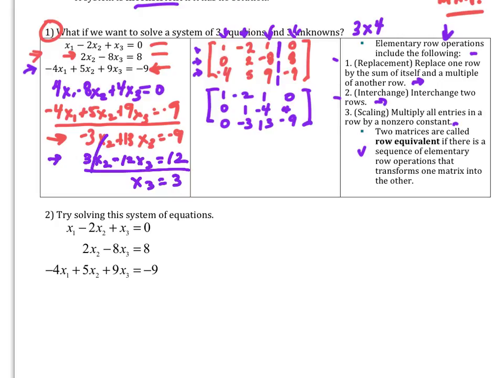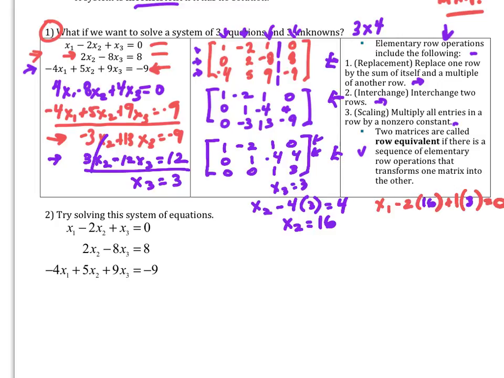But before I do that, I want to write the matrix that's associated with this. This is my new augmented matrix right here that is equivalent to the first one, equivalent to the second one. And now I did eliminate and get all these zeros here, which really helps me. Because now I can go and back substitute this x3 equal to 3 into this equation and solve for x2. And then I can take x2 and x3 and plug it into this equation and solve for x1.